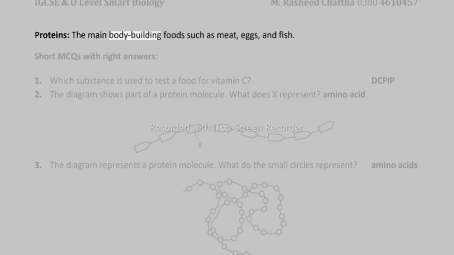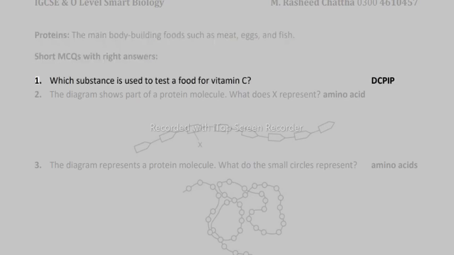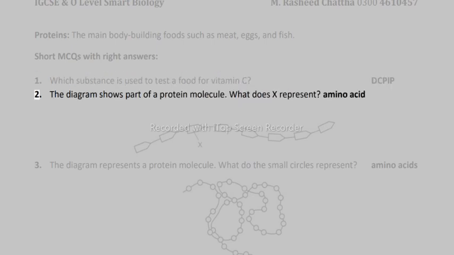Proteins, the main bodybuilding foods, such as meat, eggs, and fish. Short MCQs with right answers. 1. Which substance is used to test a food for vitamin C? DCPIP. 2. The diagram shows part of a protein molecule. What does X represent? Amino acid.